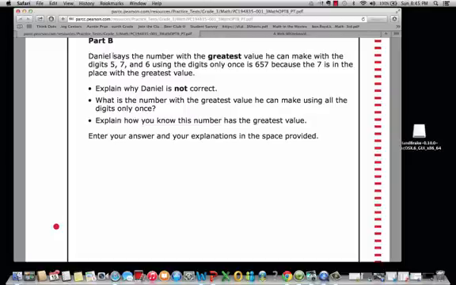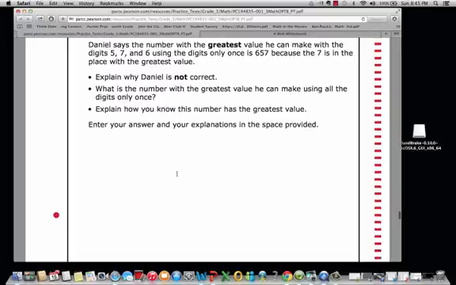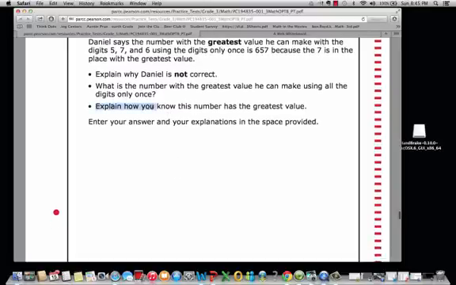Then you had to do the opposite. Daniel says that the number with the greatest value, with the digits 5, 7, and 6, is 657 because 7 is in the place with the greatest value. No, it's not. The hundreds place is the place with the greatest value. It should have been 765. When they say explain how you know, you pretty much have to write sentences. Even if you just say, because the hundreds place has more value than the ones place, that would have been fine. A couple of you just wrote the number, and that would not get you credit because you did not explain. Okay?